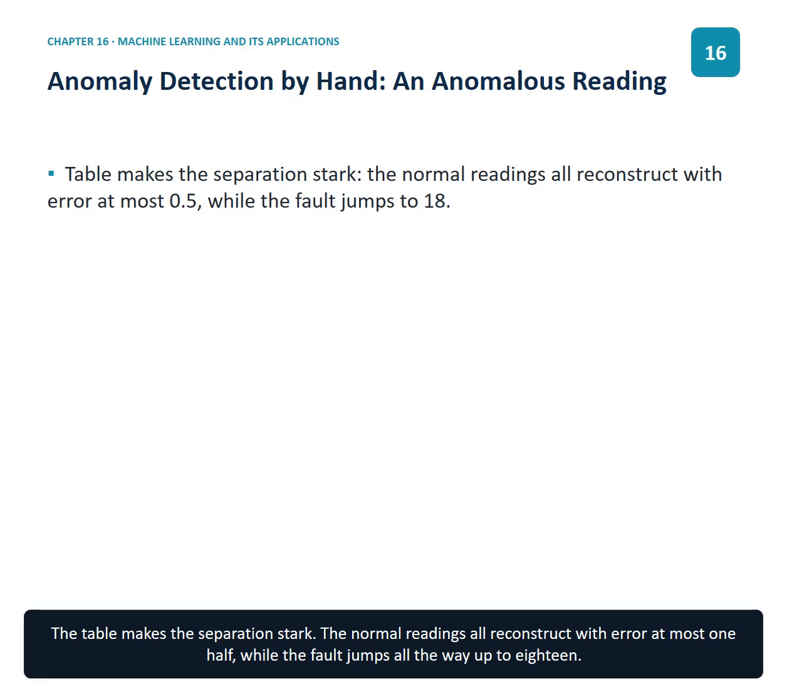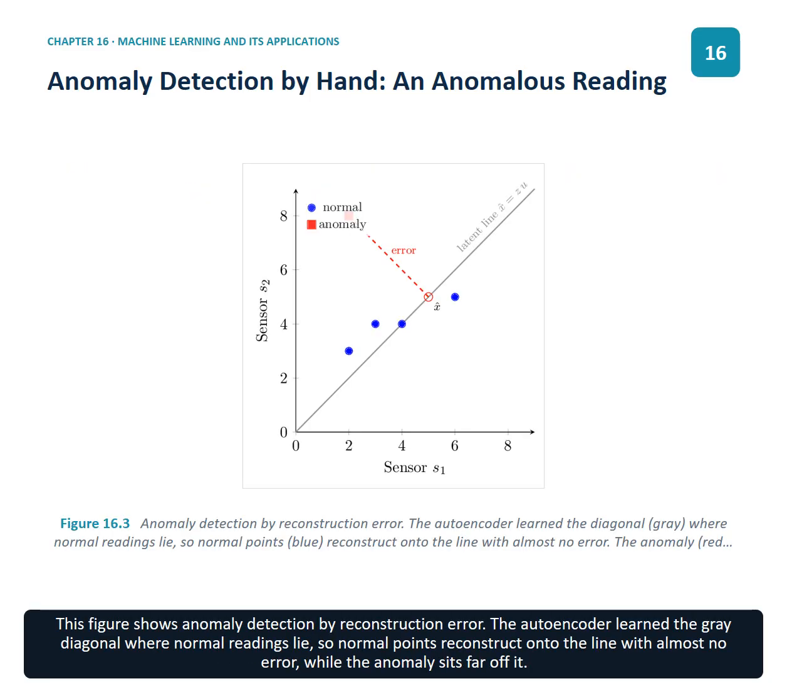The table makes the separation stark. The normal readings all reconstruct with error at most 1/2, while the fault jumps all the way up to 18. This figure shows anomaly detection by reconstruction error. The autoencoder learned the gray diagonal where normal readings lie, so normal points reconstruct onto the line with almost no error, while the anomaly sits far off it.